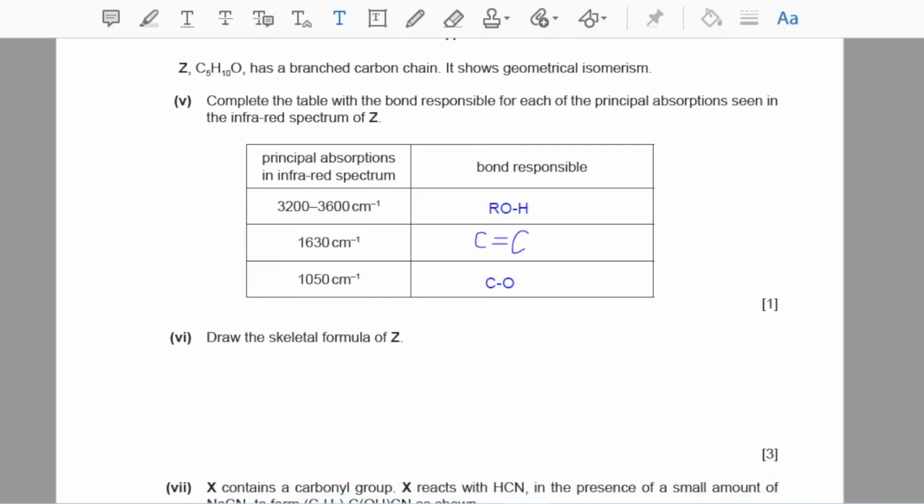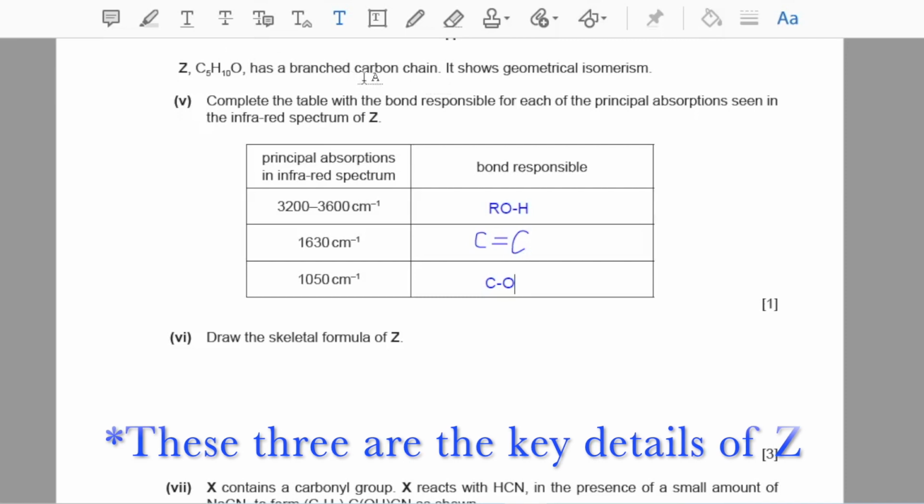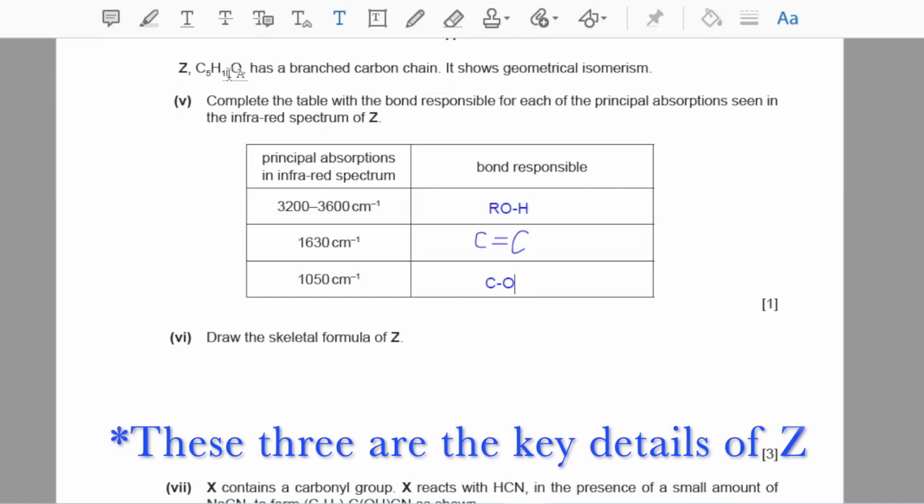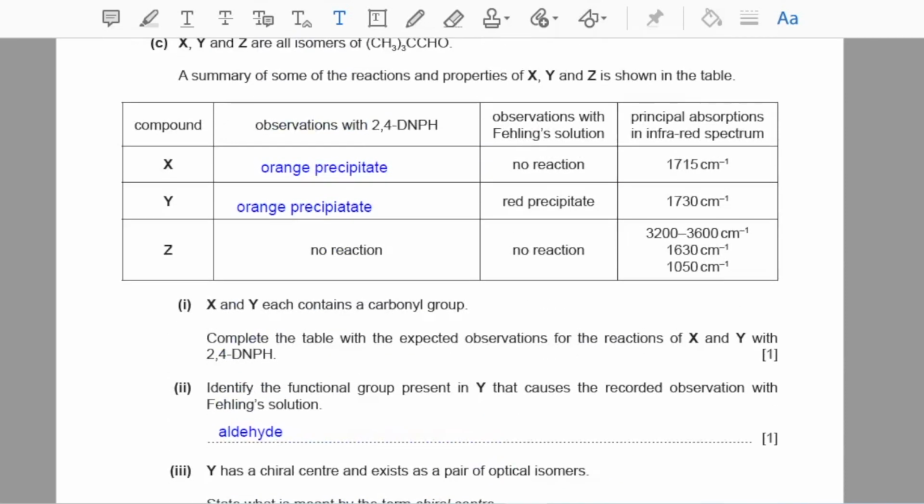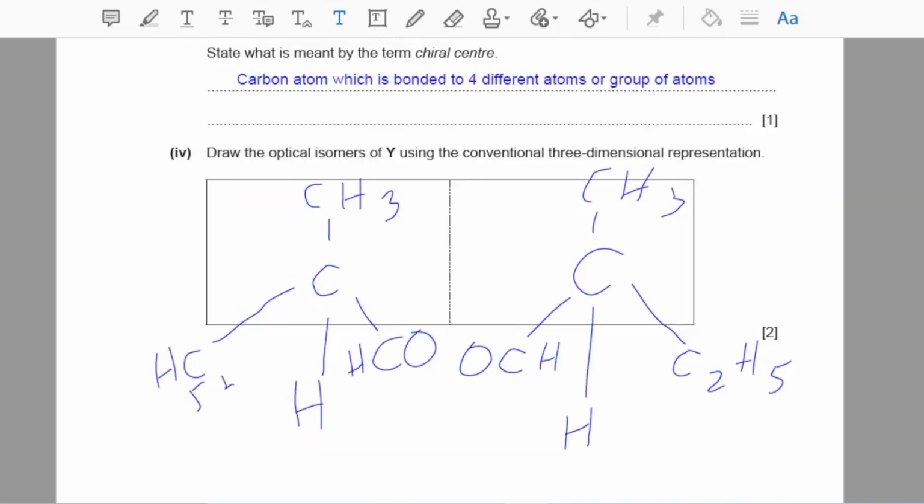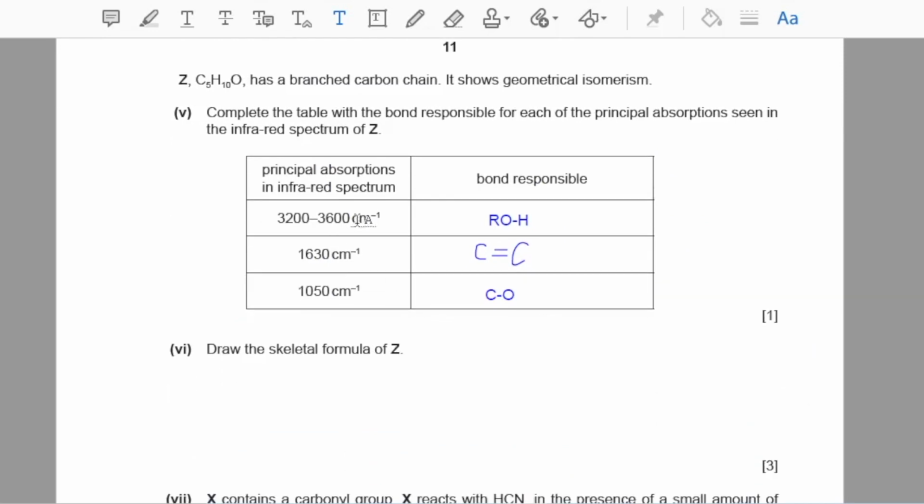Part 6, draw the skeletal formula of Z. So they say over here that Z has a branched carbon chain and it also shows geometrical isomerism, and it has a molecular formula of C5H10O. And previously in the question they also mentioned that Z, when it reacts with 2,4-DNPH, doesn't show any change. When it reacts with Fehling's solution, it doesn't show any change either. And on the infrared spectrum of Z, it shows these 3 peaks, meaning a hydroxyl with an alkyl group is present, a double bond C to C is also present, a C to O single bond is also present, and it also shows geometrical isomerism.